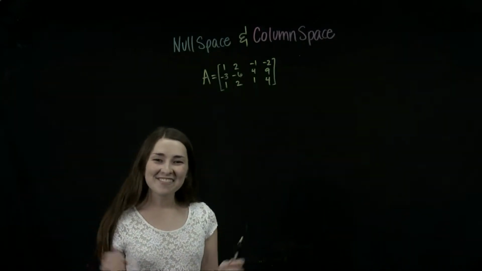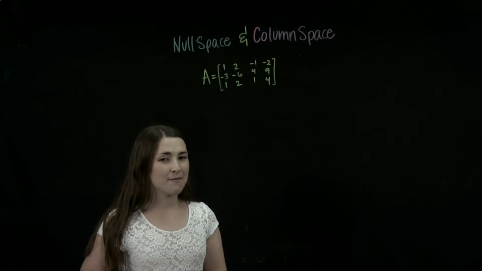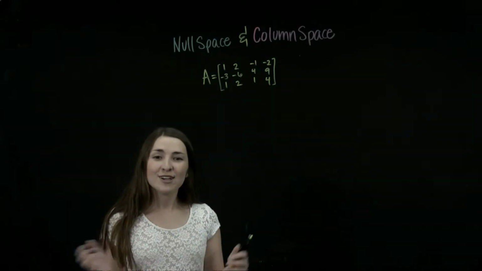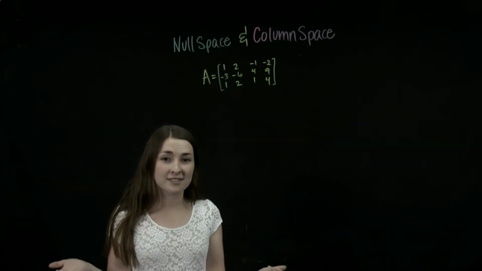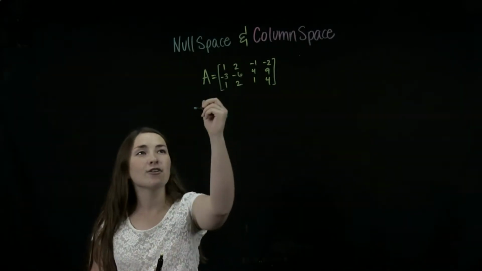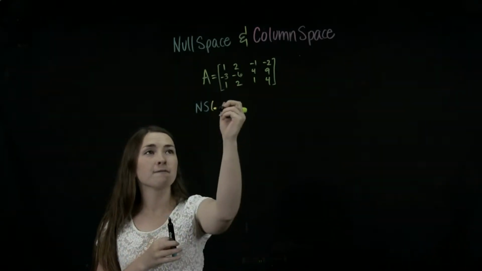Hello! So today we're going to be talking about null space and column space. When I say the word null, what's the first thing that pops into your mind? Something to do with zero, right? So that's how we're going to be defining our null space. Something to do with zero. Or more formally, we're going to be defining our null space, denoting it NS of A.